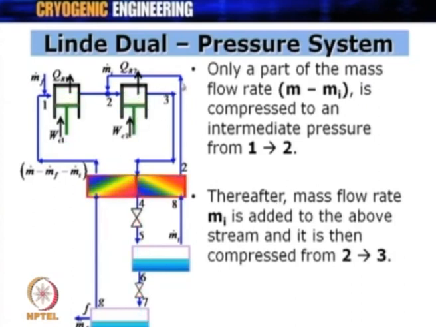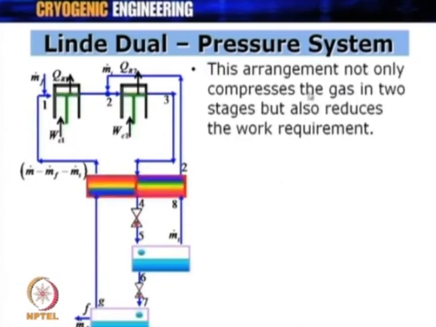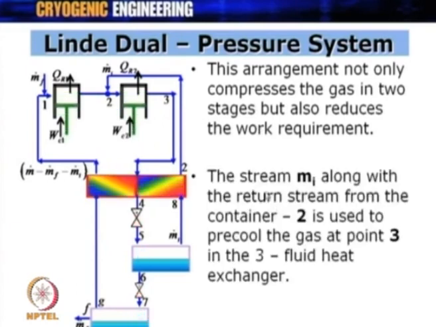This is the basics of the Linde dual pressure system. This arrangement not only compresses the gas in two stages, but also reduces the work requirement, and this is why we are doing all these things. Basically, we want to reduce the work done per unit mass of gas which is compressed. The stream m dot i, along with the return stream from container number 2 here, is used to pre-cool the gas at point 3 in the 3 fluid heat exchangers.